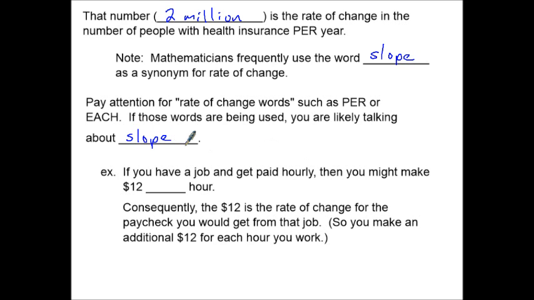Quite honestly, I will use the word slope a lot more often than rate of change just because it's shorter and easier to say. It's as simple as that. For example, slope does come up in real life. If you've got a job and you get paid hourly, then you might make $12 per hour. As soon as I see per, that $12 is the rate of change for the paycheck you would get for that job. So you make an additional $12 for each hour you work. You work 1 hour, you get 12, you work 2 hours, you get 24, etc.